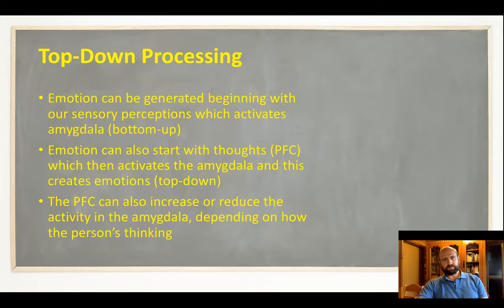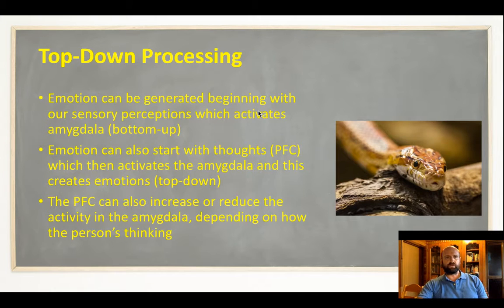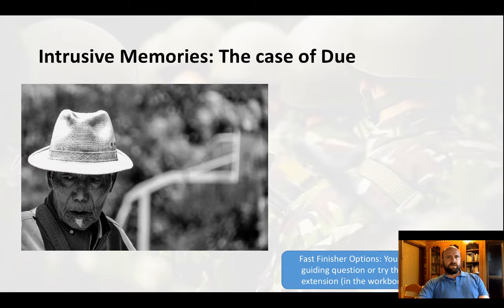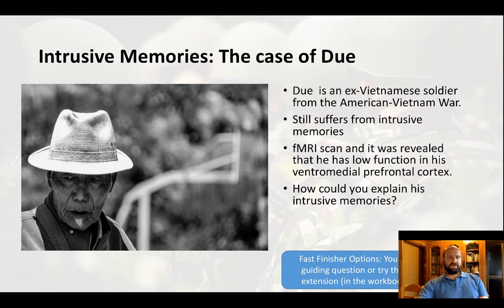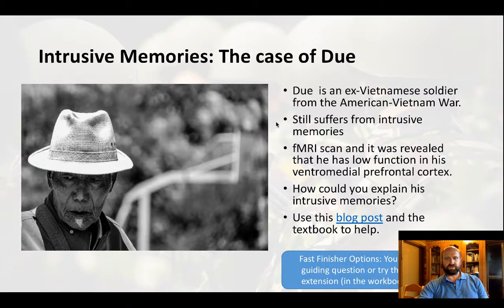Anyway, a bit of chalk and talk, right? What top-down processing is, and then maybe using something like a snake can be a good example. Again, using a real-life example to try and explain symptoms. So, I've got Due here. He's a Vietnamese man who fought in the Vietnam War. There are some details of him in the workbook. I think there is a blog post here that has the details.